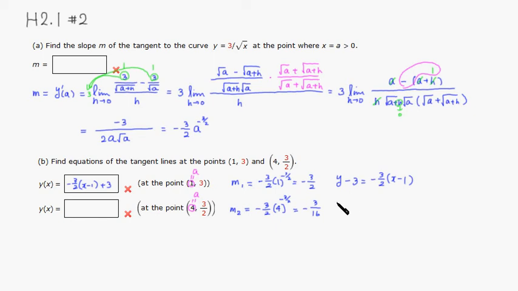So the equation is going to be y minus 3/2 equals negative 3 over 16 times quantity x minus 4. Then you can write the equation by adding 3/2 to both sides. So you have negative 3 over 16 times (x minus 4) plus 3/2. Right? So let's type those in.